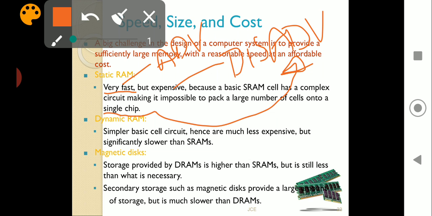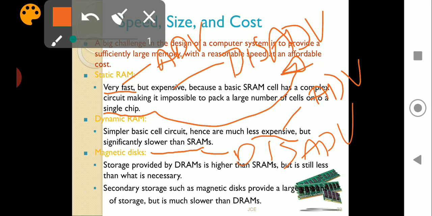Next, coming to dynamic RAM. Here we have a simple basic circuit, so it becomes less expensive. It becomes less expensive, therefore it is an advantage. But what is the disadvantage, friends? Since it is less expensive, it becomes slower. It becomes slower, which becomes its disadvantage, right?